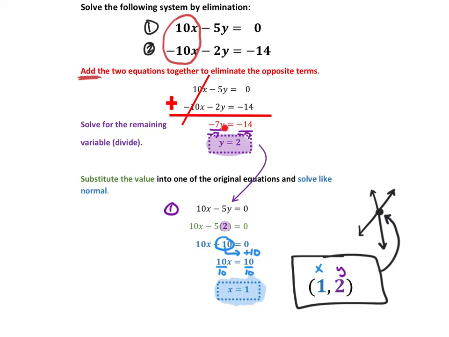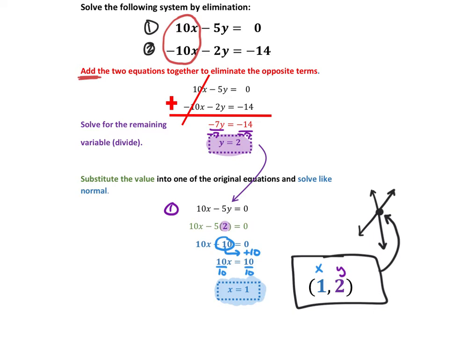That leaves us with a single variable equation that all it takes is to divide. And we have one of our variables, halfway there. We plug that variable into one of the original equations. We chose the first one for the letter that we found. We found y, so we're going to plug it into y. Then we just solve like normal so that we can find out what x is equal to.